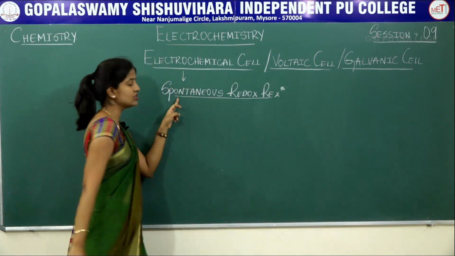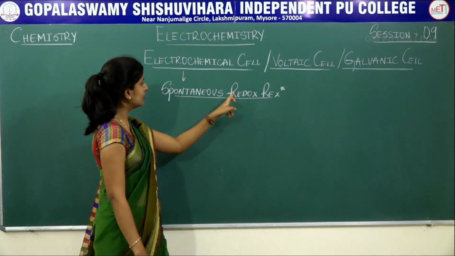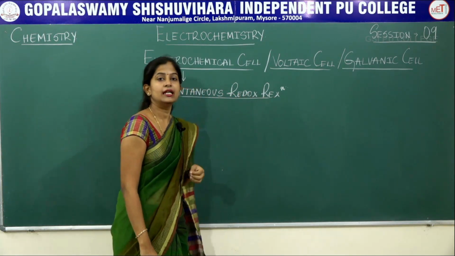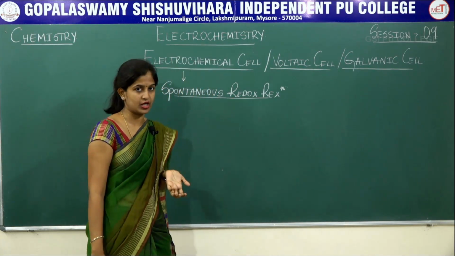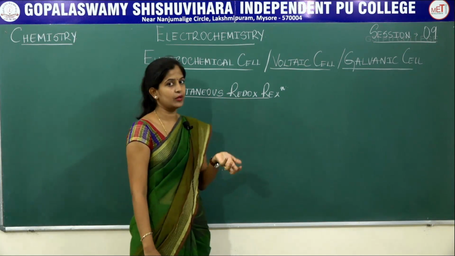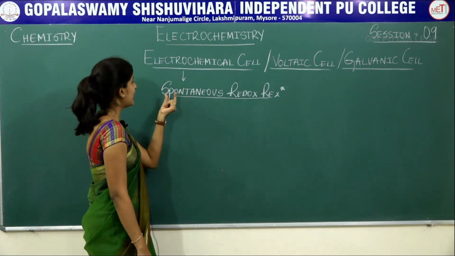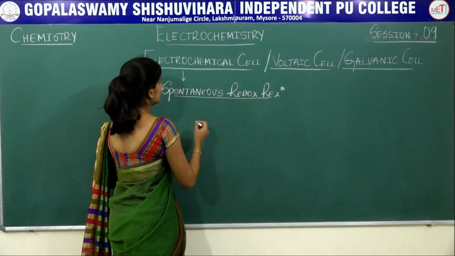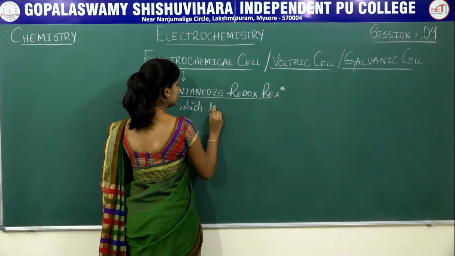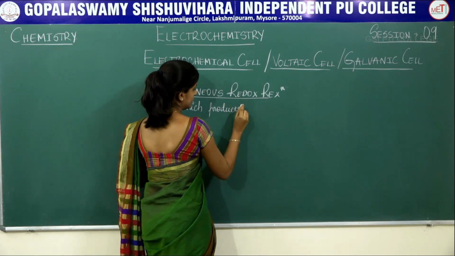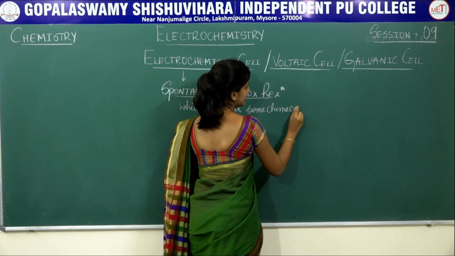Spontaneous means the reaction happens by itself; it doesn't require any external aid. What is a redox reaction? It's a simultaneous reduction and oxidation reaction. Reduction is addition of electrons, in terms of electrons, since we are talking about electricity. Oxidation is removal of electrons. So you have a spontaneous redox reaction which produces some chemical energy.